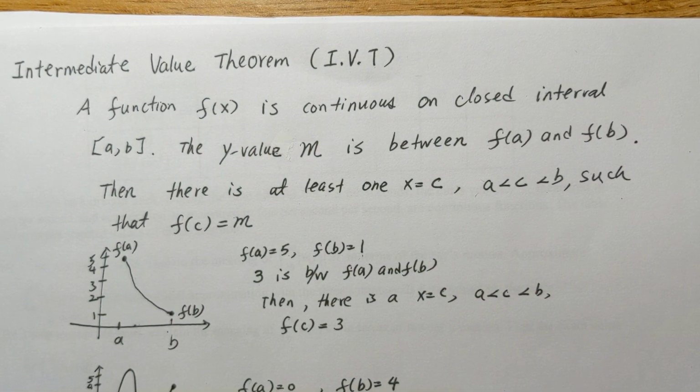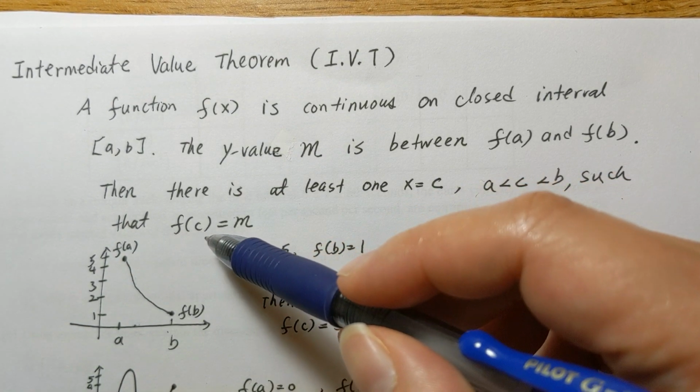The intermediate value theorem says that if a function f of x is continuous on the closed interval a to b, and the y value m is between f of a and f of b, then there is at least one x equals c, with c between a and b, never equal to a, neither equal to b, such that f of c equals m.